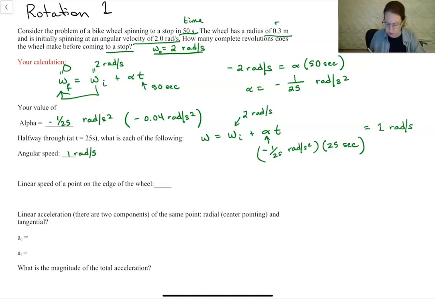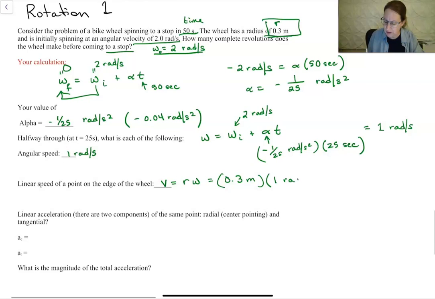The linear speed, that's v, the magnitude of that is r times omega. So that would be 0.3 meters, because the radius is 0.3 meters right up here, times omega, 1 radian per second, gives us 0.3 meters per second. Notice that radians drops out because it's a unit to remind us that we're in radians, but in general, it's not a real unit like meters or seconds. So it drops out as we don't need it anymore.